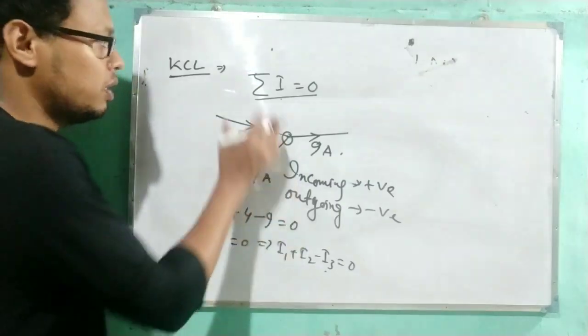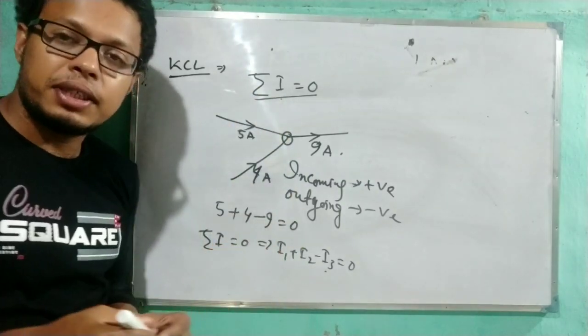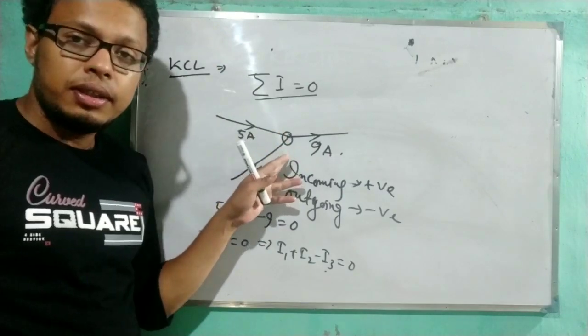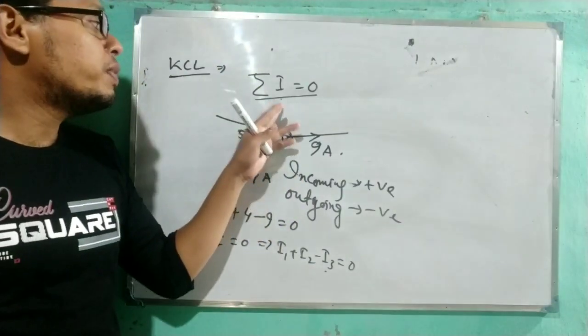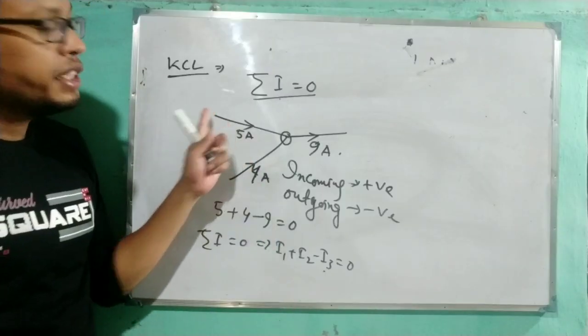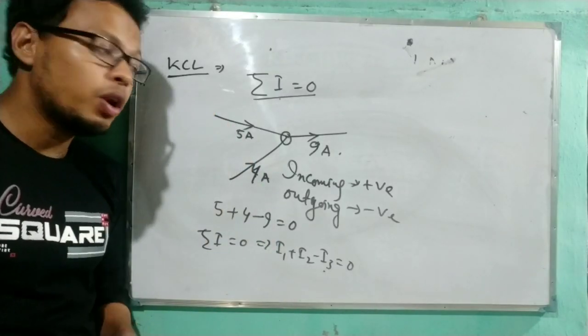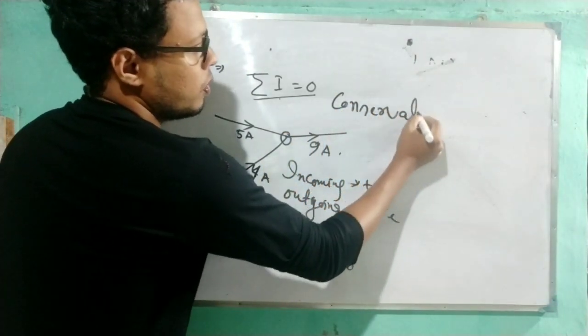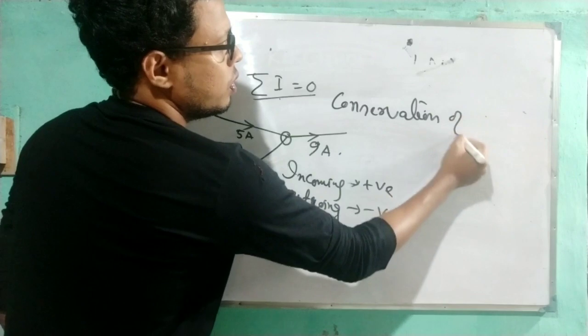Clear? This is the first law. Means the algebraic sum of the current at any junction is 0. Algebraic sum of the current at any junction is 0. This KCL is based on the principle of conservation of charge. What is conservation of charge?